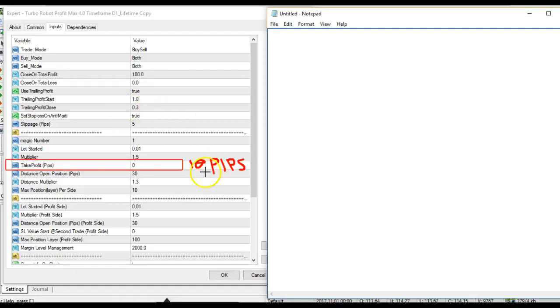So let's say if we are using pips, this is simply your entry level, either a buy trade or a sell trade. Let's say your starting lot size is 0.01, and this is a buy trade, so it will go up as a buy trade. The moment it reaches 10 pips here, this is the 10 pips.